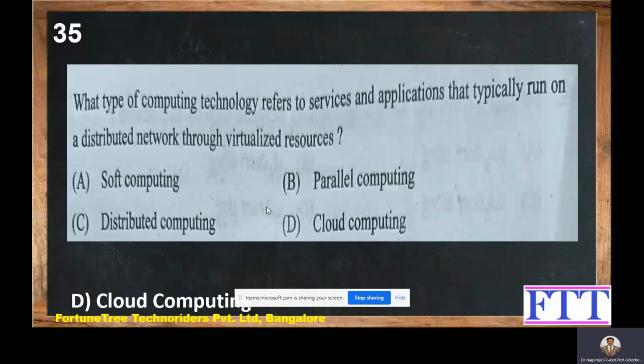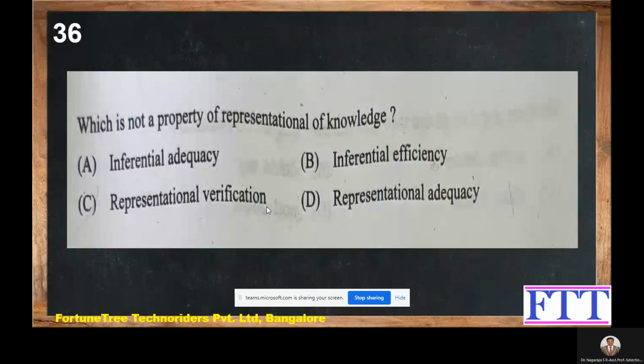36th question, which is not a property of a representation of knowledge? Option A, inferential adequacy. Option B, inferential efficiency. Option C, representational verification. Option D, representational adequacy.